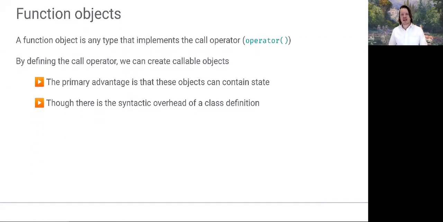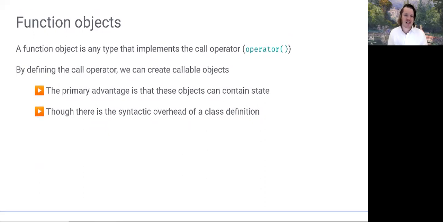So function objects, let's get right into it here. A function object is going to be any type that implements the call operator, that is operator, open, close parentheses. By defining the call operator, we create callable objects. And the primary advantage is going to be that these objects can contain state. I'll show you an example of what I mean by that here shortly.